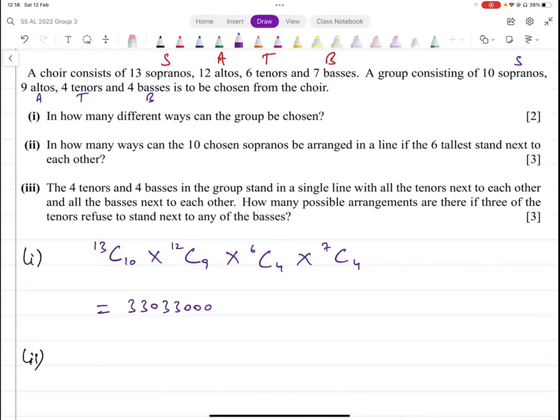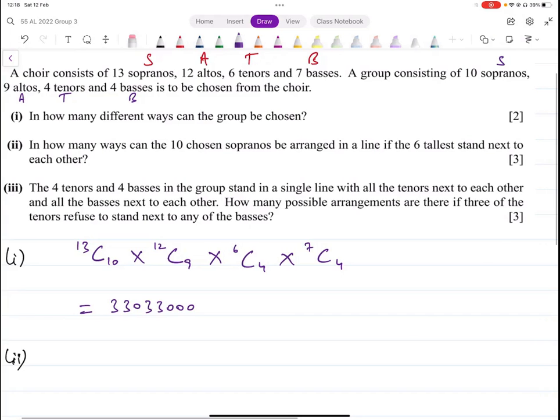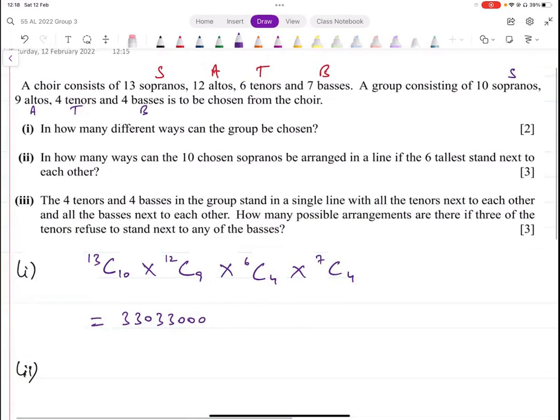Good. So that was the first part. Pretty straightforward. That's just 2 marks because of that. Now, the second part says, in how many ways can the 10 chosen students be arranged in a line if the 6 tallest stand next to each other?